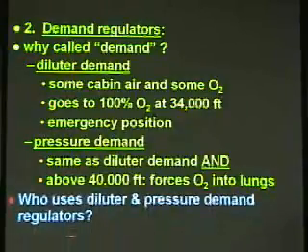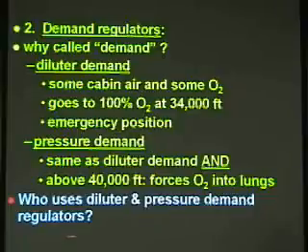Okay, who uses diluter and pressure demand regulators? Any aircraft that is certificated to fly above flight level 240 up to and including flight level 400. That's any airplane whose maximum certificated altitude is above flight level 240 up to and including 400. That's 24,000 feet to 40,000 feet. If it's above 24,000 feet, then you're going to need a diluter demand regulator.